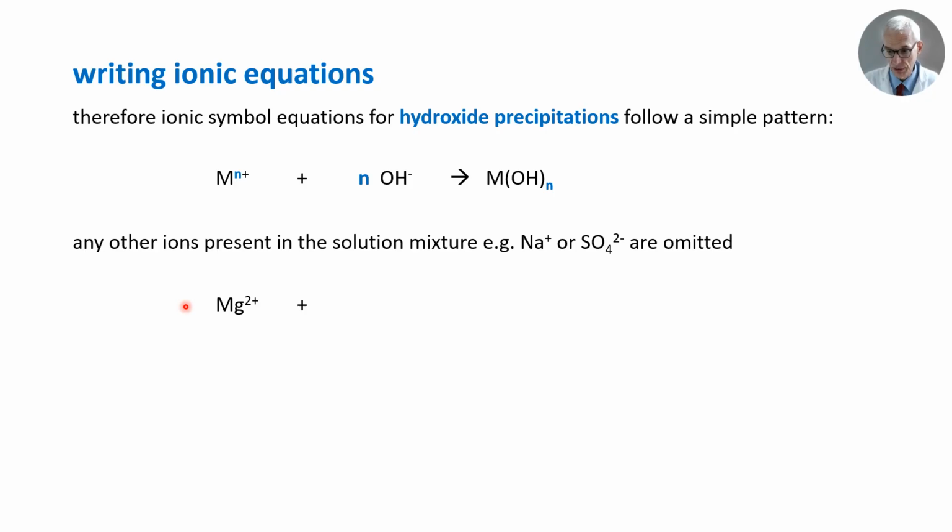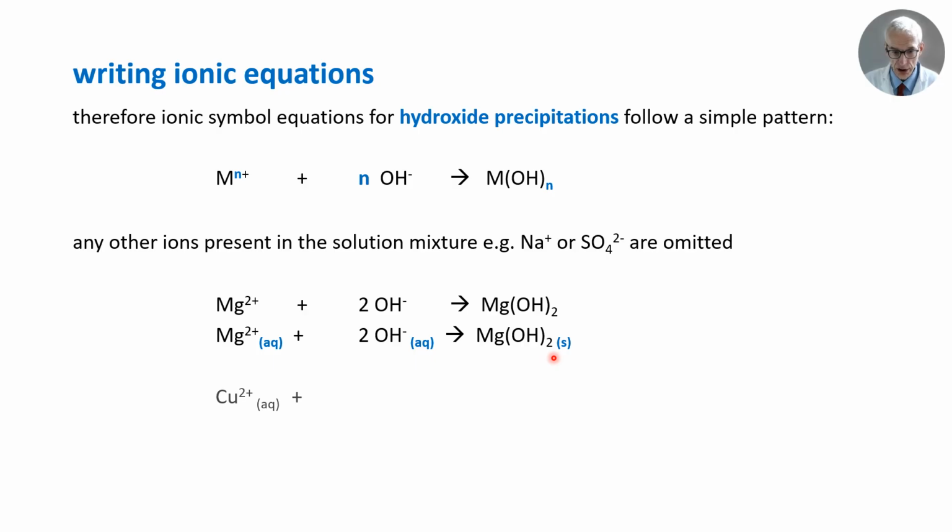Let's look at an example. Magnesium 2+. Well, we've got a charge of 2, so we need 2 hydroxide ions to make magnesium hydroxide, Mg(OH) twice. We're just following the pattern of the general ionic equation here. Now, in ionic equations, a slight complication, we almost always add state symbols. So I remind you, magnesium 2+ was in solution, so that's aq. Hydroxide was in solution, that's aq. But magnesium hydroxide formed a solid precipitate, so that's s.